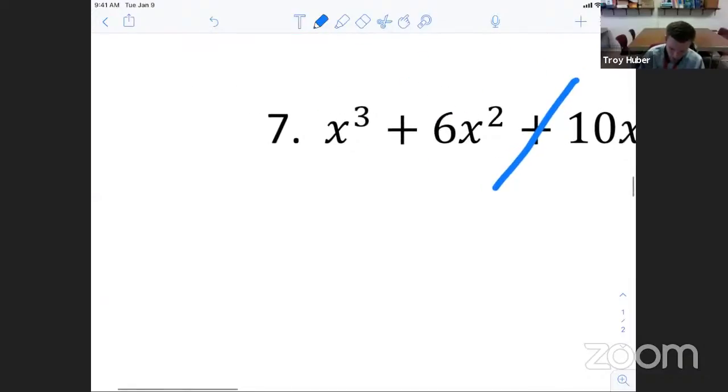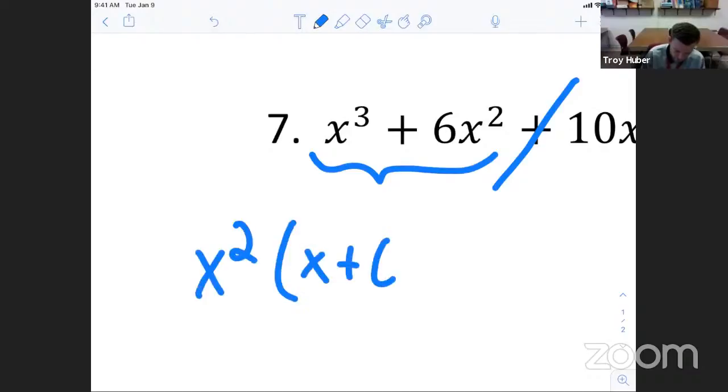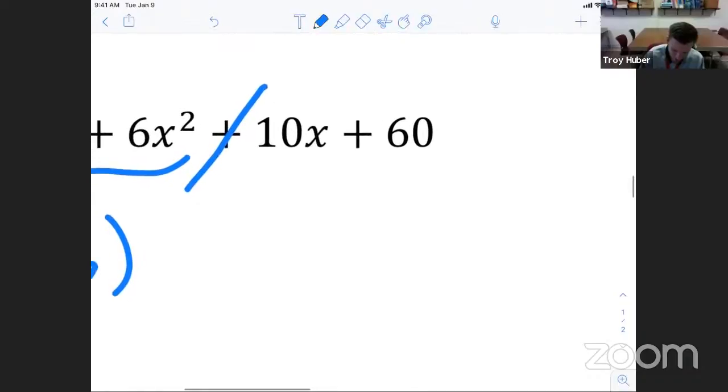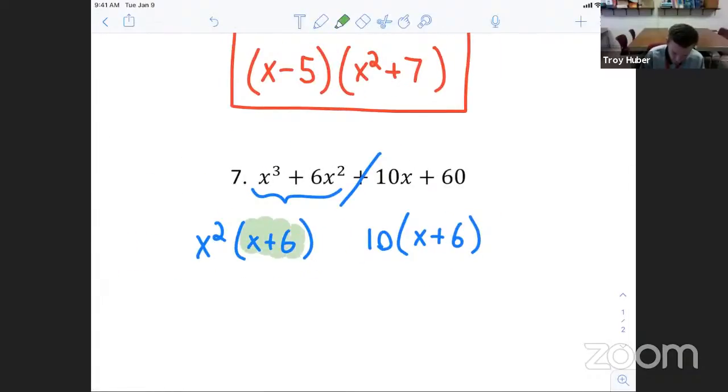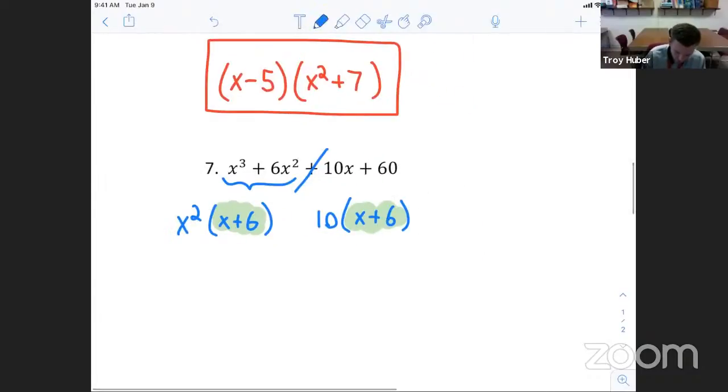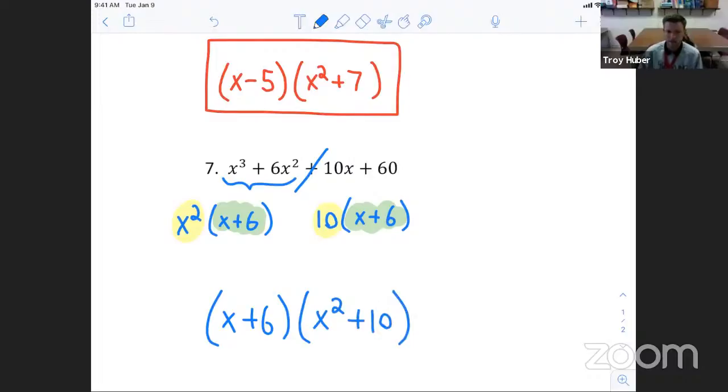All right, I'm going to look here. What could I take out of both of these first 2 terms? I'm going to pull out an x squared so that this is x plus 6. And then in this second one, I'm going to pull out a 10. So then I have x plus 6. All right, notice that these are the same. So I'm going to write that in my answer, x plus 6. And now I'm going to take my 2 things that I factored out, x squared plus 10. There we go. Not too bad, right?